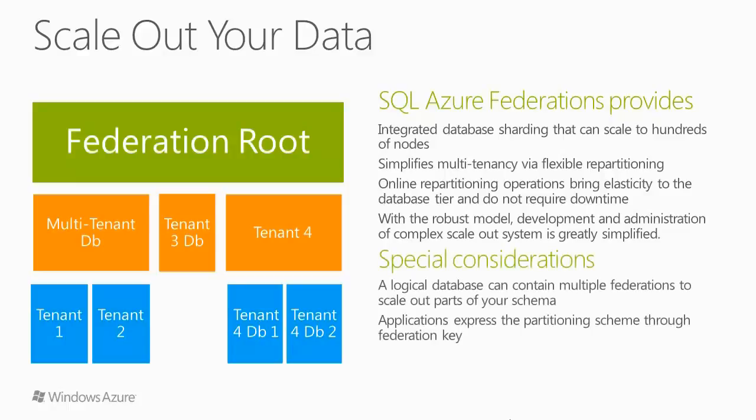Now, before we do that, special considerations. A logical database can contain multiple federations to scale out parts of our schema. We don't have to do all of it, but whatever parts we want to scale out. And the applications express the partitioning scheme through the federation key. So the whole concept here is, what do I want to federate on? And that value becomes the federation key. So I'm going to say I'm going to federate on customer ID. That customer ID then becomes the federation key for all the partitioning that we want to do.